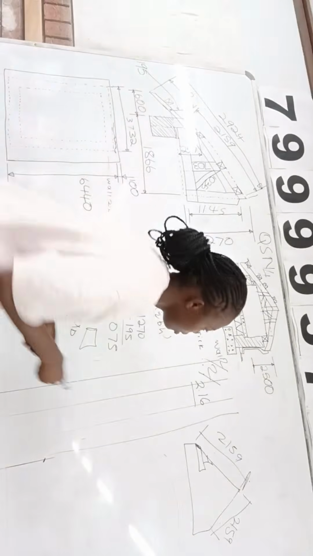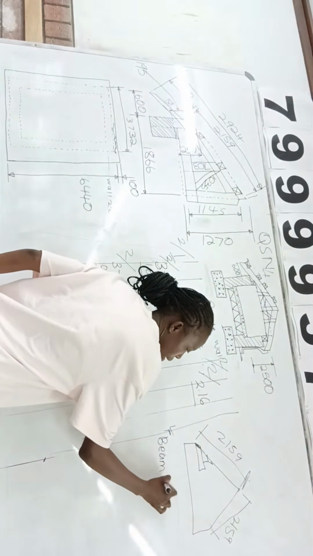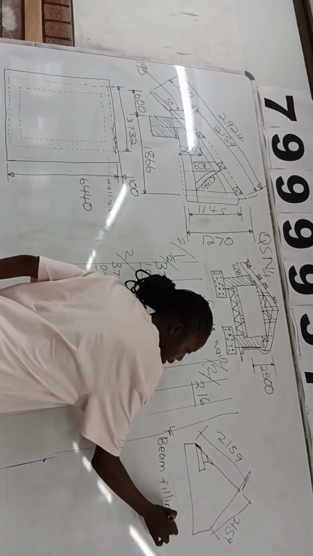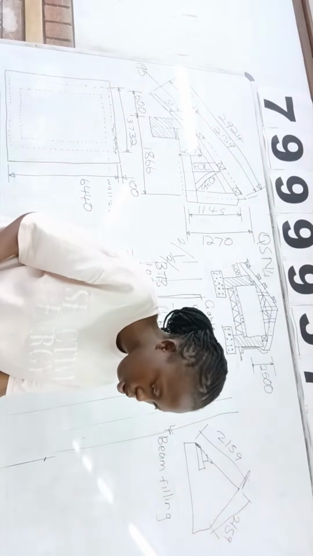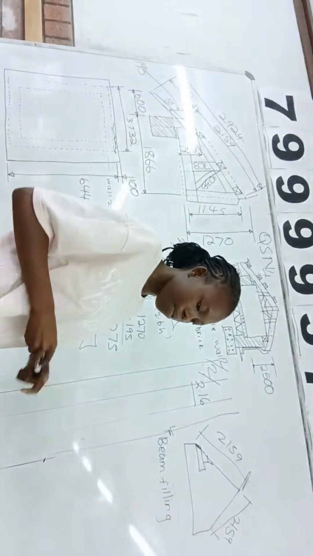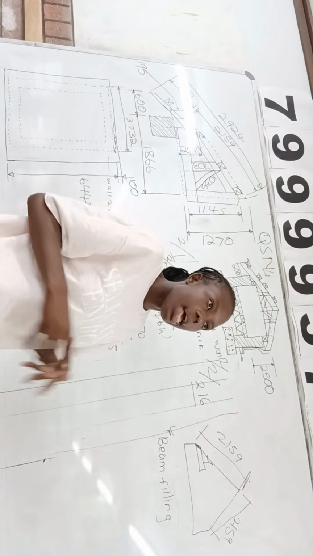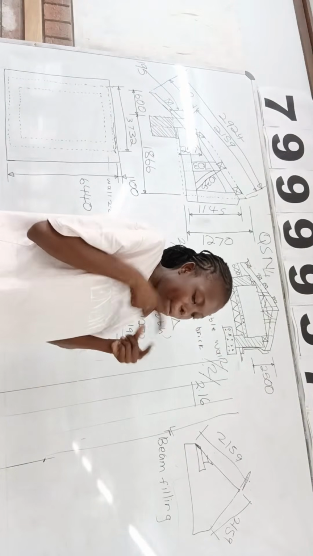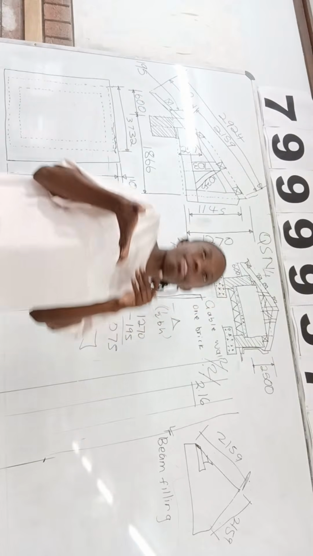Alright, then next we go to the beam filling. Let us please go to page 70 at the top. The information there states that beam filling is a half brick wall built from under the wall plate.